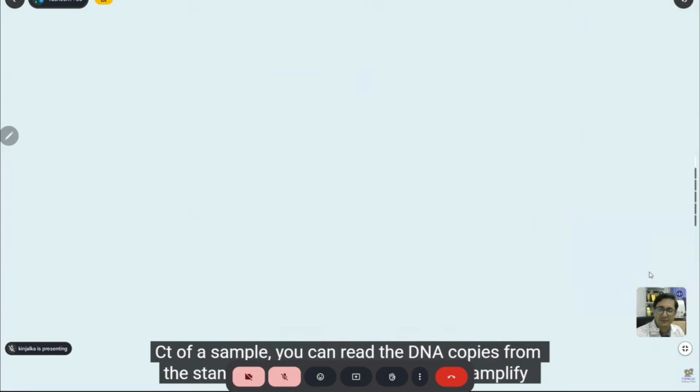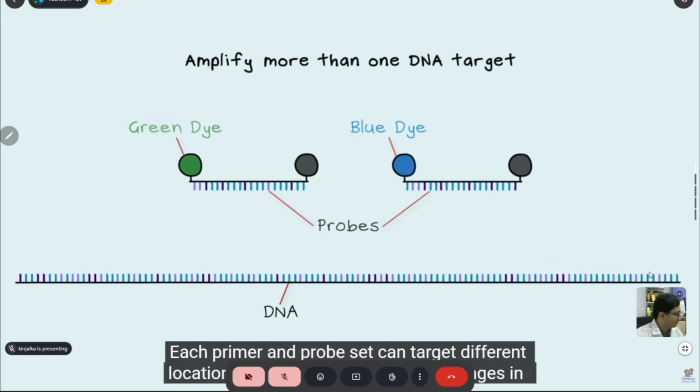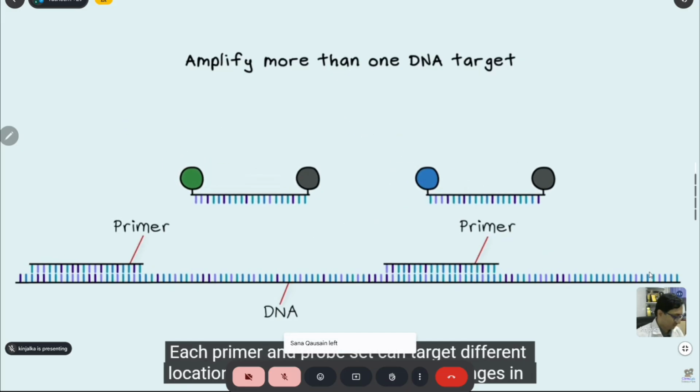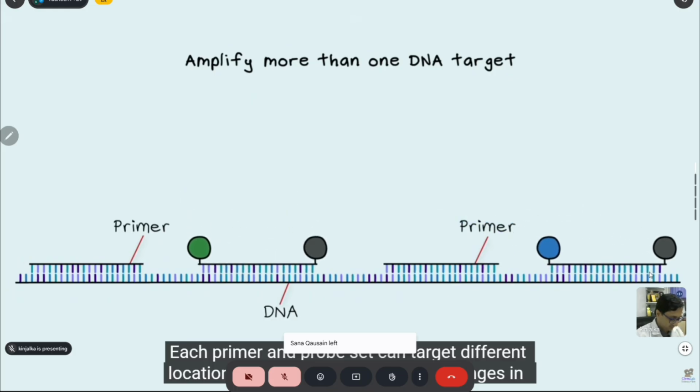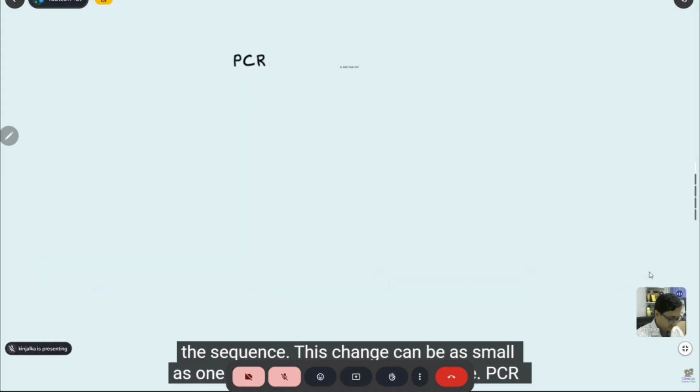It's also possible to amplify more than one DNA target in the same tube. Each target uses a probe with a distinct colored dye. Each primer and probe set can target different locations in the DNA or even slight changes in the sequence. This change can be as small as 1 nucleotide in the DNA sequence.